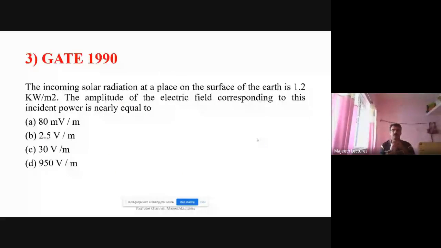The third question is: the incoming solar radiation at a place on the surface of the earth is 1.2 kilowatt per meter square. So they have given kilowatt per meter square. Watt per meter square means it is power density, the average they have given. That is 1.2 into 10 power 3 watt per meter square. What is the amplitude of electric field? So they ask what is the E value.